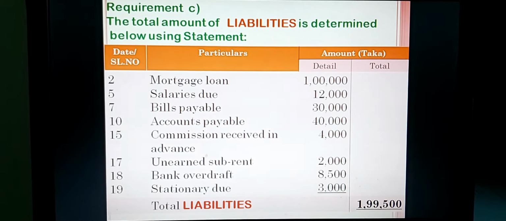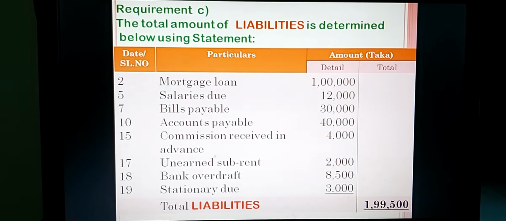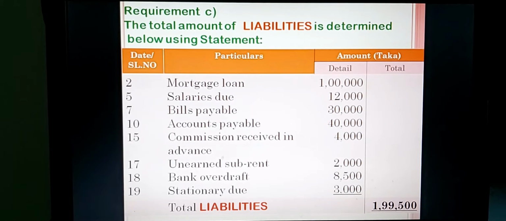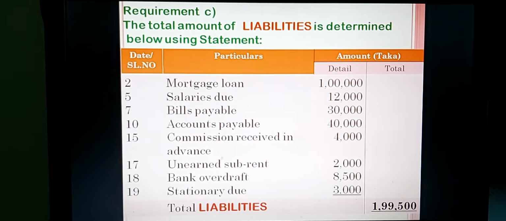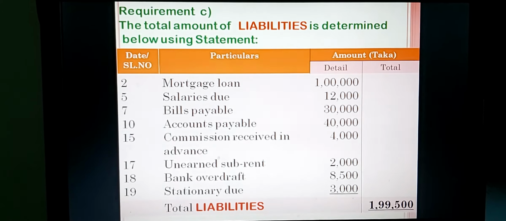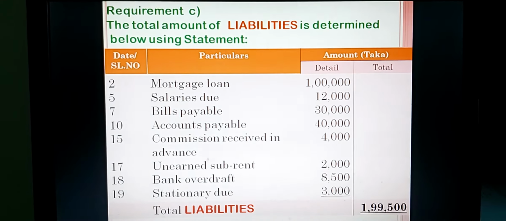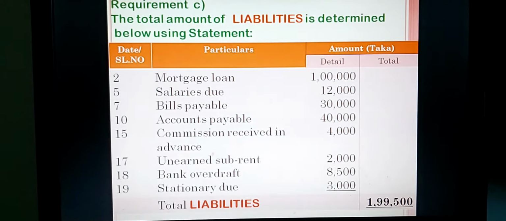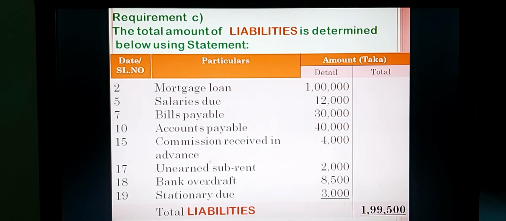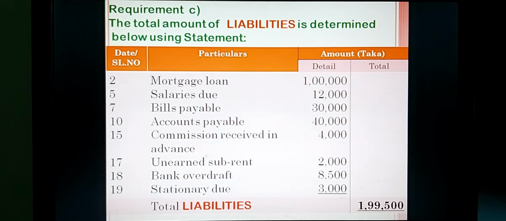Bills payable. I have already said several times, any kind of payable is a liability, that is, a current liability. So bills payable is a liability. Accounts payable is another name for creditors. When we purchase goods on credit, or any asset or things purchased on credit from any supplier, then it is treated as creditors or accounts payable. So it is one kind of liability.